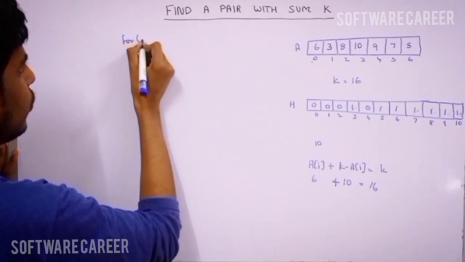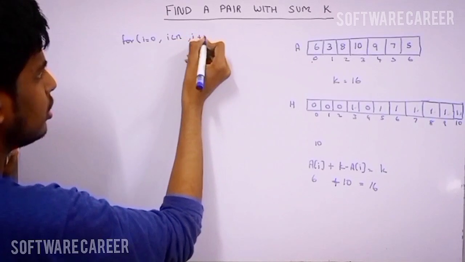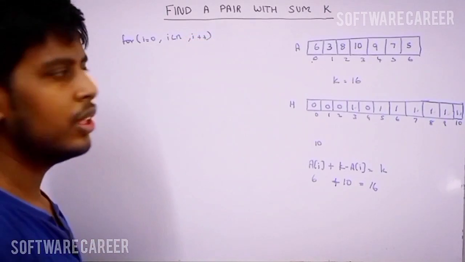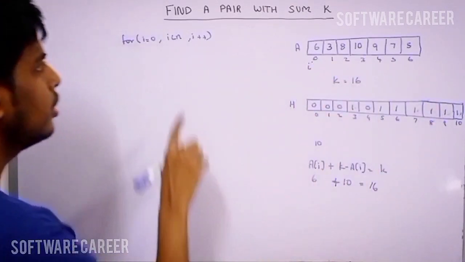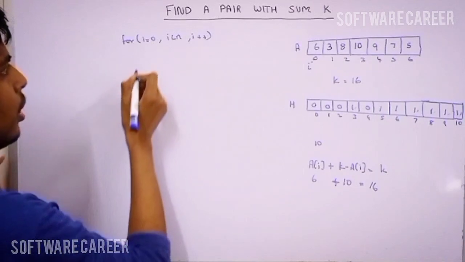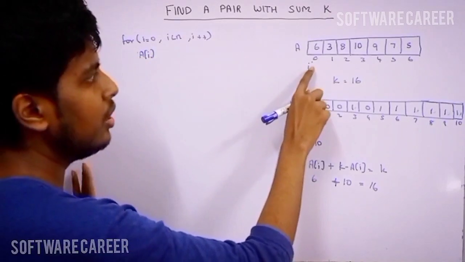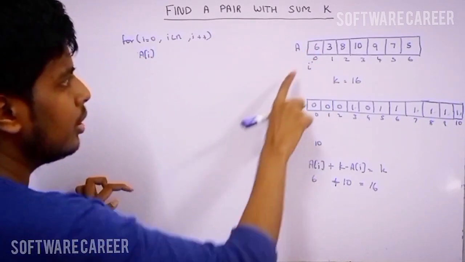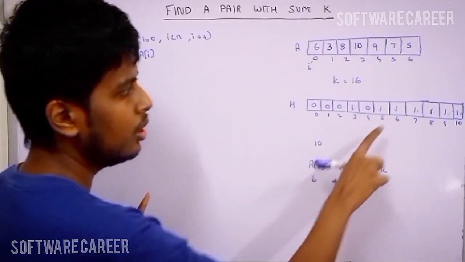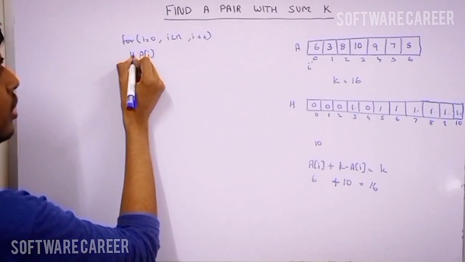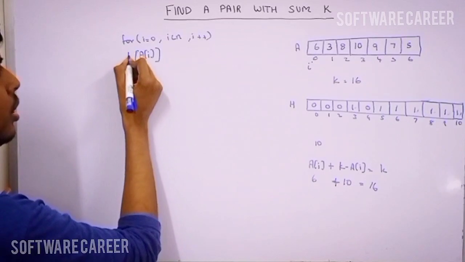Now see, for i equals 0, i less than n, i plus plus. What is this loop? This loop is traveling over the array a from 0 to n, so I'm writing this. Now while traveling, a[i] is 6. That 6 is the index of the hash table, so I'm writing h of a[i], because a[i] is the index of the hash table.